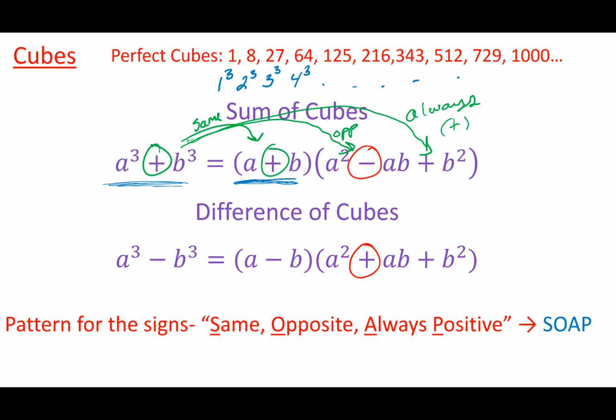The acronym for this is SOAP. Like FOIL is an acronym to use the distributive property and multiply two binomials together, SOAP is the acronym to help you remember the signs on these. Same, opposite, always positive. So your first set of parentheses is the same sign, and then you get into the sign on your AB, which is opposite, and then always positive at the end.